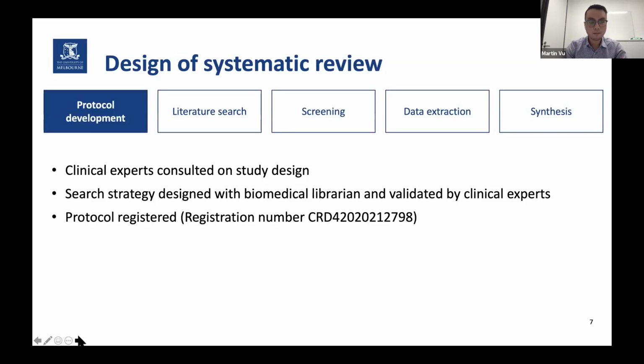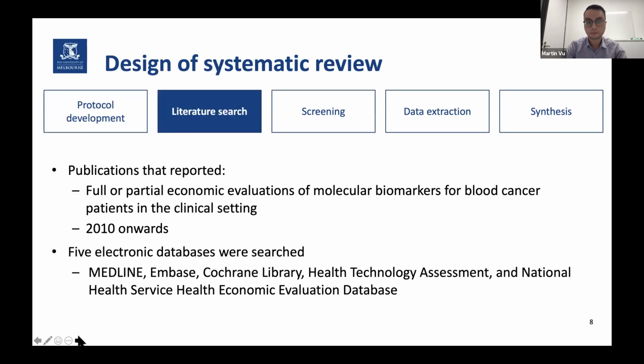And so I will now start and talk about the design of the systematic review, beginning with the protocol development, which was designed in collaboration with clinical experts here at Peter MacCallum Cancer Centre. The search strategy itself was also designed with an experienced biomedical librarian, and we validated the search strategy with the clinical experts just to make sure that it makes sense. And we registered the protocol in PROSPERO.